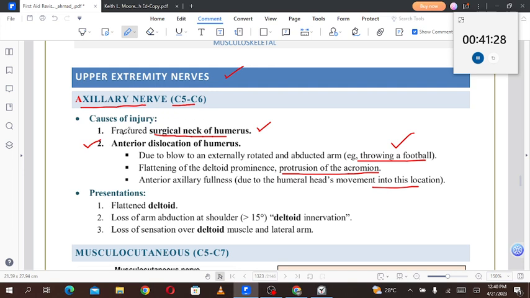First one is a surgical neck fracture, or there is anterior dislocation of the humerus that can occur when there is a blow to the externally rotated and abducted arm, that is throwing of the football. Flattening of the deltoid prominence, which is protrusion of the acromion, because the deltoid prominence is supplied by the axillary nerve. If the axillary nerve is not supplying that, there will be flattening of that prominence, and then we have anterior axillary fullness due to the humeral head movement into this location. So the anterior axilla is the location where the anteriorly displaced humeral head will be. So we will feel the anterior axillary fullness.